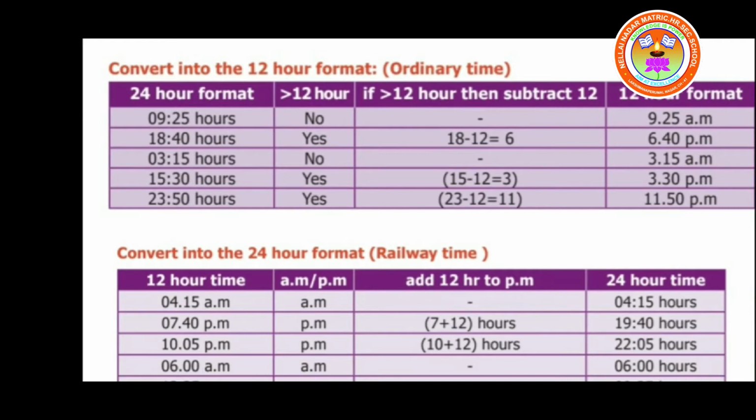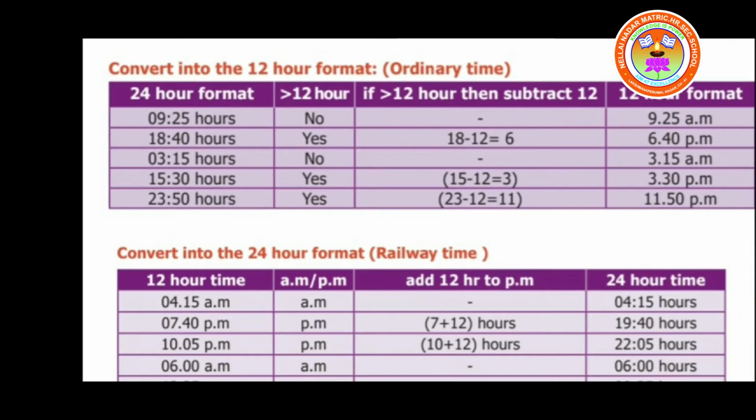Okay. Now next, 3:15 hours. This is less than 12, so there won't be any change. You write as it is, 3:15 a.m. Now 15:30 hours. 15:30 is greater than 12, so you have to subtract. 15 minus 12 is 3. So 3:30 p.m.